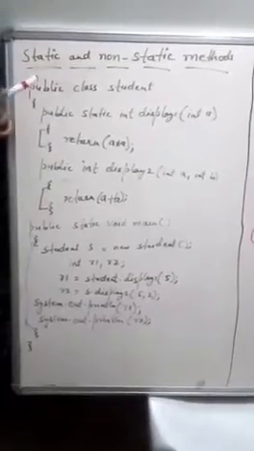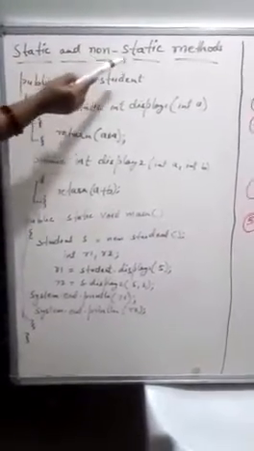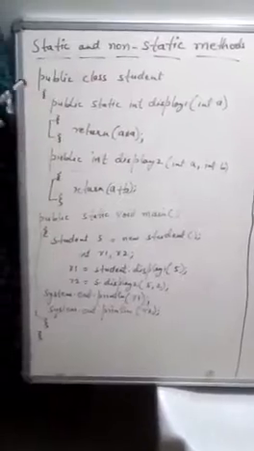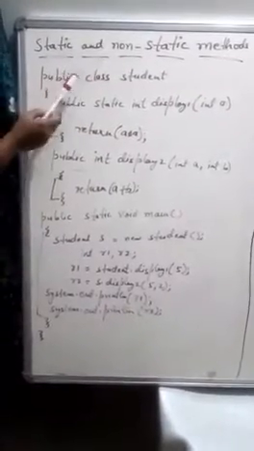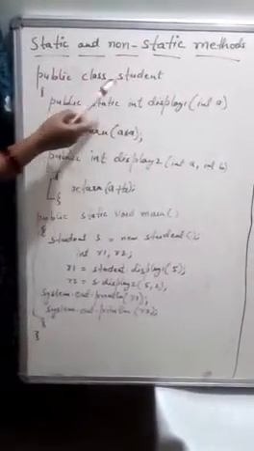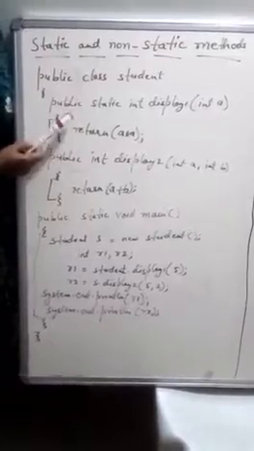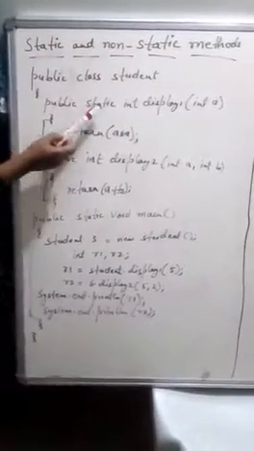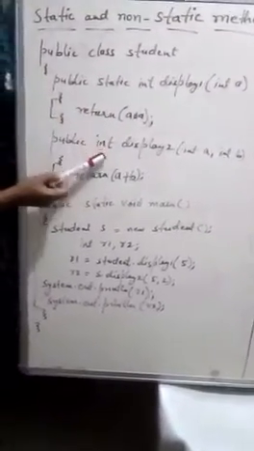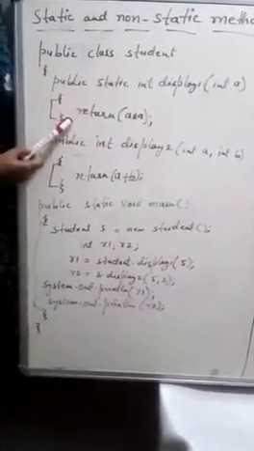Next, we are going to discuss static and non-static methods. Look at this example. Here in this example, the class Student is there, and inside this class there are two methods. One is of static nature and another is non-static. See the structure of the static method.